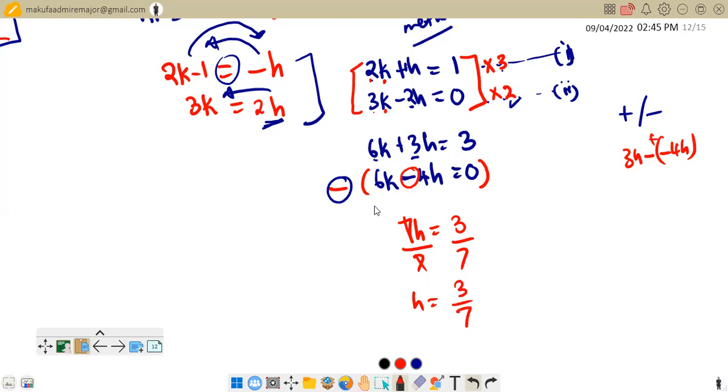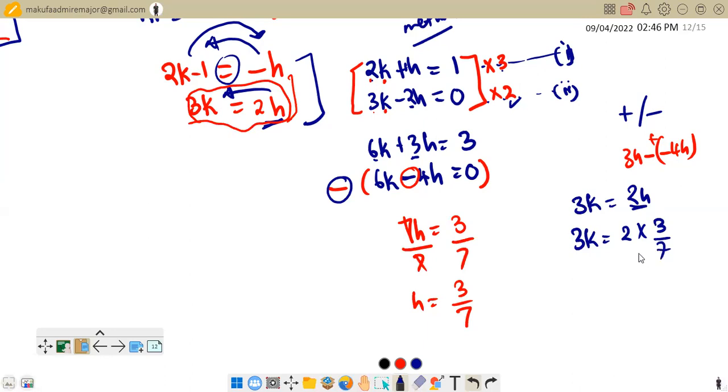I have the value of h. I now need to find the value of k. I can substitute into any of these equations. I can even start from these ones. As for me, I'm just going to take this one. It's best for me to use this one. You just choose one that is best for you. So 3k is equal to 2h. I substitute the value of h, which is 3 over 7. So 3k is equal to 2 times h, which is 3 over 7. This is same as 2 over 1. So 3k is equal to 3 times 2, that is 6 over 7.